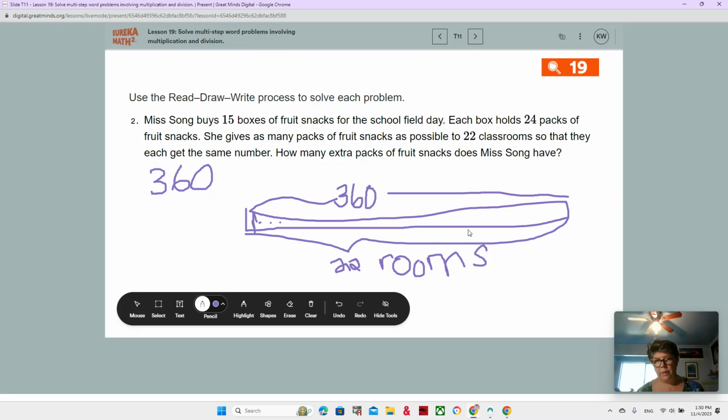But we don't know how many each of them are going to get, and we also don't know how many, if any, are going to be left over? Because that is our question. How many extras are there? So we have to do 360 divided by 22, right?